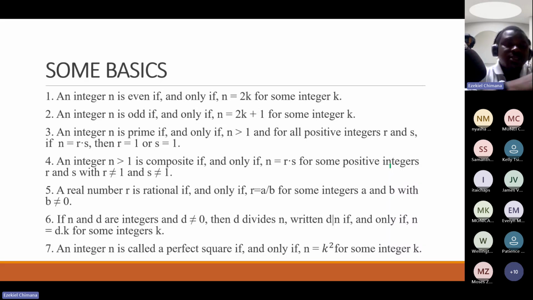The first basic is that an integer n is even if and only if n equals 2k for some integer k. For a number to be even, it's a number which is divisible by 2. Does that make sense? Whenever we are claiming that n is even, it means that there is some number that if we divide n by 2, we are going to get that number.